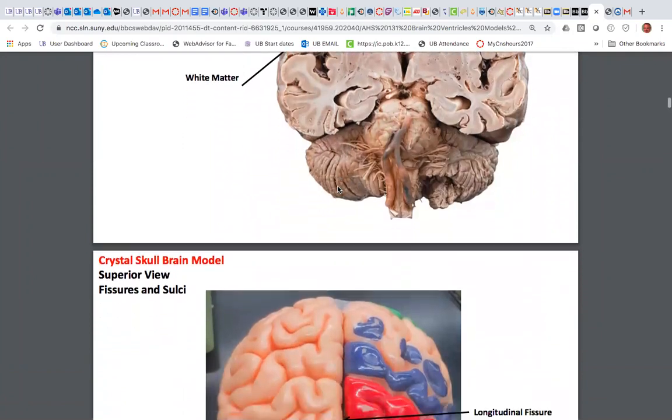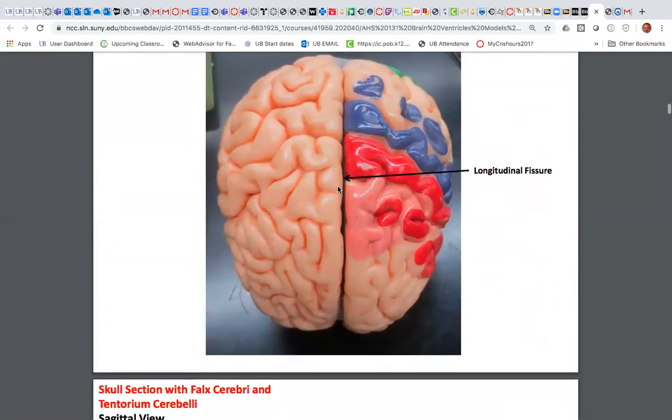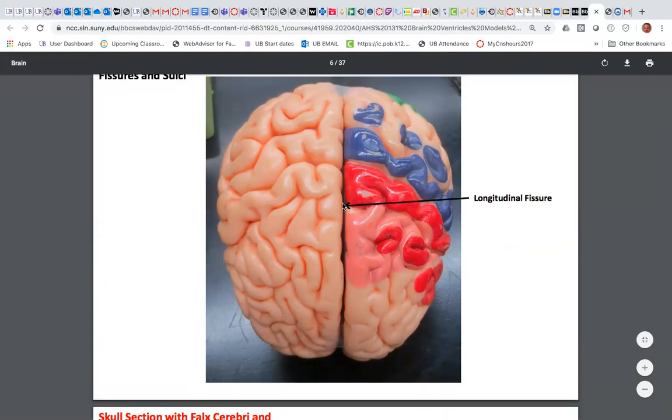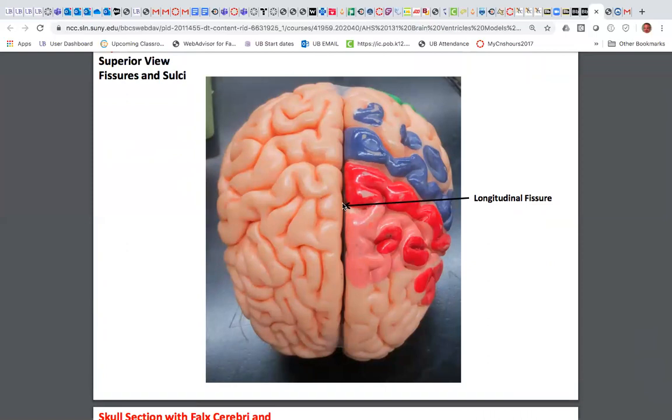Let's scroll down a little bit more. Now, again, still bird's eye view looking down. We have a longitudinal fissure separating the 2 hemispheres. And when I say separating, it's not like you can go in there and pull them apart. Remember, you have white matter connecting both hemispheres together.